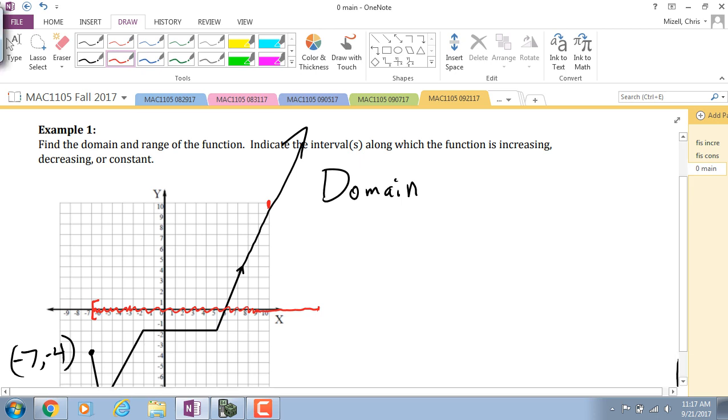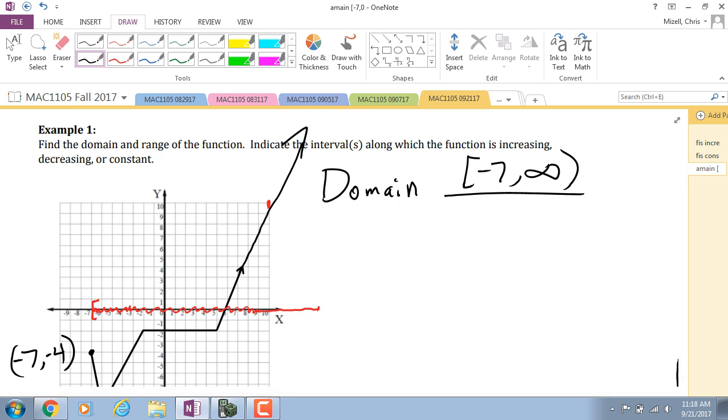So the domain of this function is going to be from -7 to +infinity. Pick any number in that interval, there'll be some point on the graph that has that number as its x-coordinate. In fact, exactly 1 point on the graph with that number as its x-coordinate.